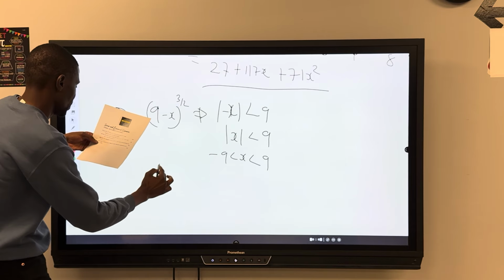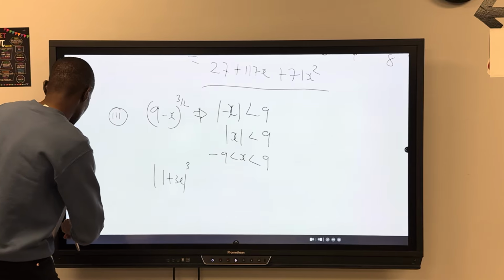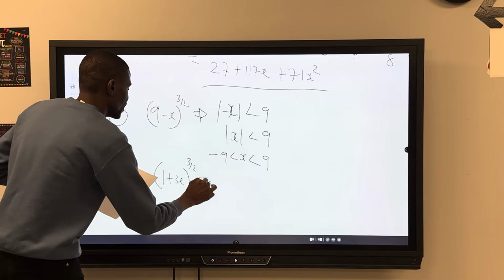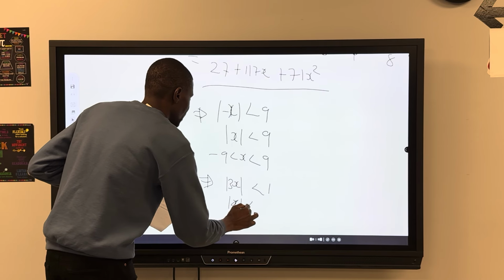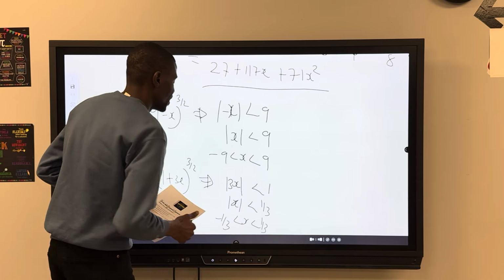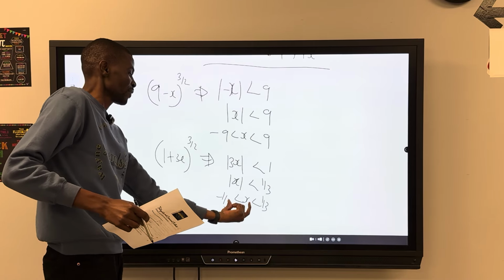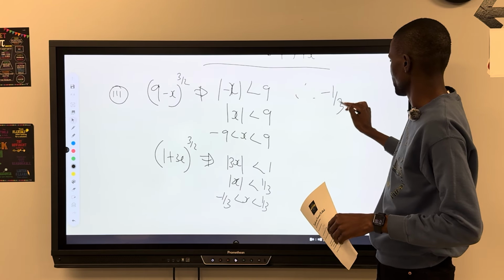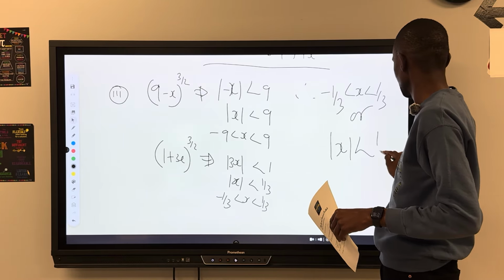Then another one, which is 1 plus 3x to the 3 over 2. It simply means the absolute value of 3x is less than 1, so the absolute value of x is less than a third, so from minus 1 over 3 less than x less than 1 over 3. So when comparing these two, obviously this one will fit into that, but this will never fit into this. So therefore, the validity range will just be from negative 1 over 3 less than x less than a third, or simply the absolute value of x is less than a third.